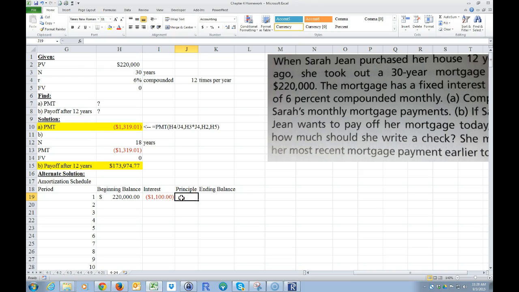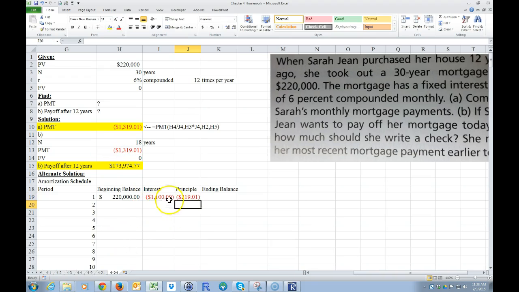I also do the principal paid. Now really I could figure out the principal I pay by taking this and subtracting this. That's going to give me how much principal. I can go equals this minus this. Since my payment's this much and I'm paying this much interest, this is how much I'm going to reduce the principal.